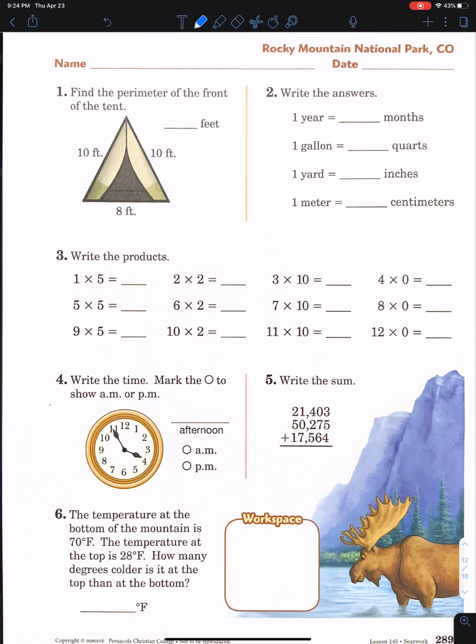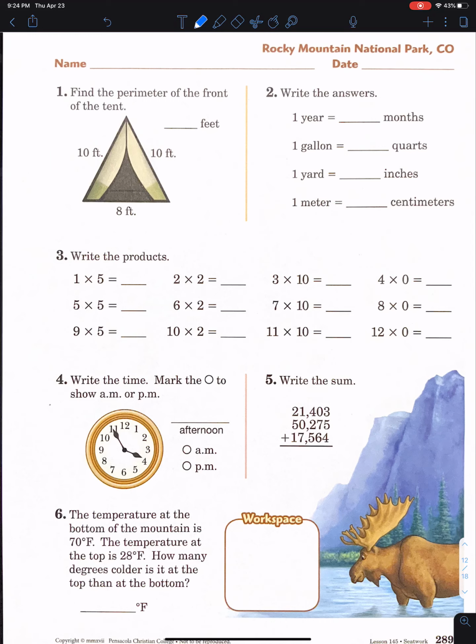Hello. Today we're going to be doing lesson 145, pages 289 and 290. Starting off today, we're going to be looking for the perimeter of the front of the tent. I hope that you all remember how to find the perimeter and what the perimeter is. The perimeter is the distance around the outside of an object.